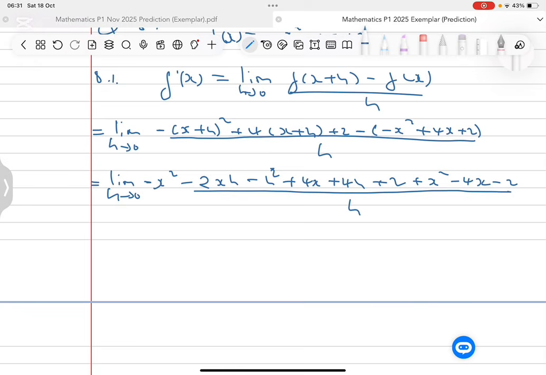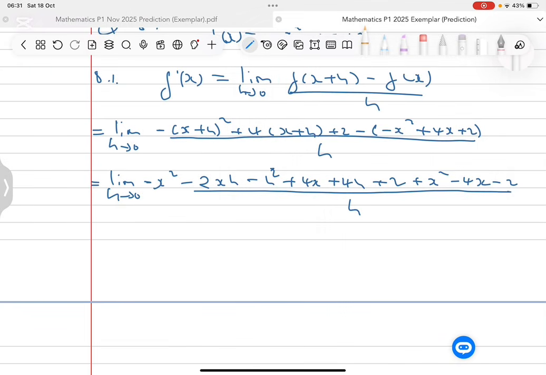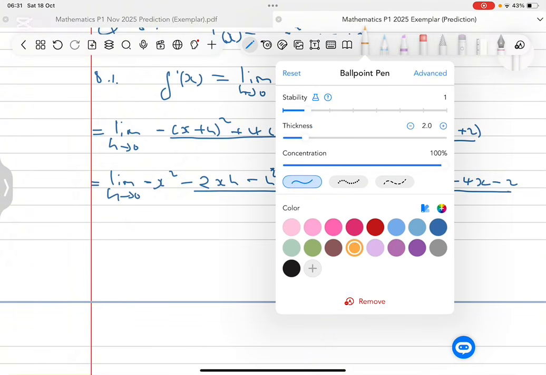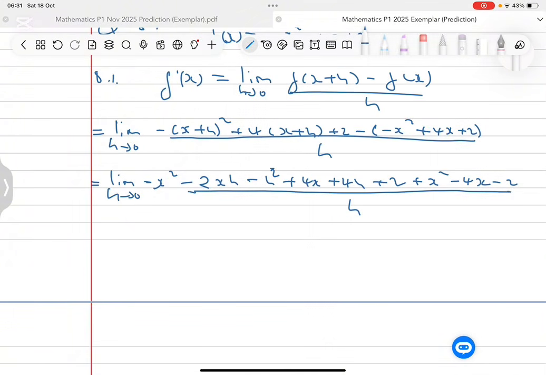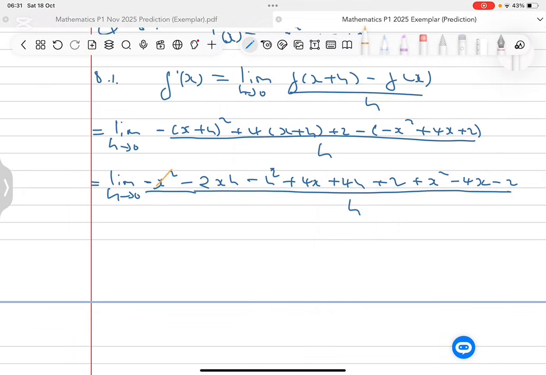Now, at this stage, you would come to realize that there's a couple of terms that actually would cancel each other. Let me fix my division line here. If you look at the x squared here, it will cancel with the x squared. If you look at the 4x, it will cancel with the negative 4x there. And if you look at the 2, it will also cancel with the 2.